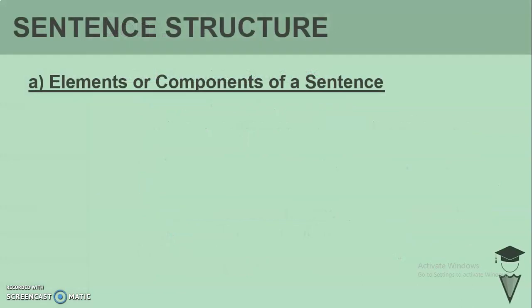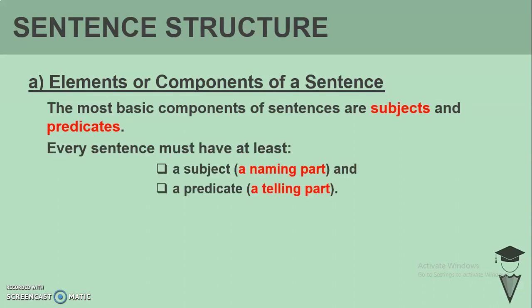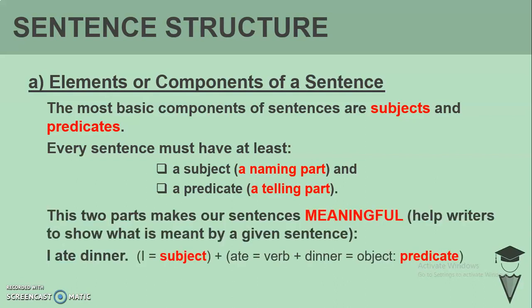Now let's come to the sentence structure. Here we are going to talk about elements or components of a sentence. First, the most basic components of a sentence are subjects and predicates. So every sentence must have at least a subject and a predicate. We are going to look at them one by one. So these 2 parts make our sentence meaningful.